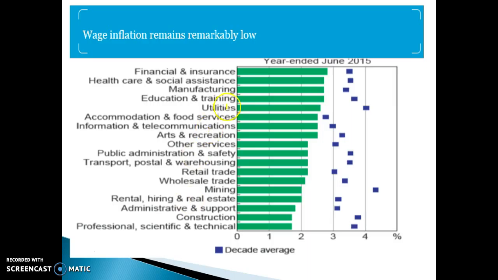Okay, and another supply side factor that's happening at the moment is that wage inflation is remarkably low. These blue lines represent the average increase in wages over the last decade, okay, and you can see they're sort of in the range of 3 to 4%. But basically, in all industries, wage growth in 2015 was below 3%. So wage growth is growing at a much slower rate than it has over the last 10 years, and that's indicative of a looser labour market and weak labour market conditions.